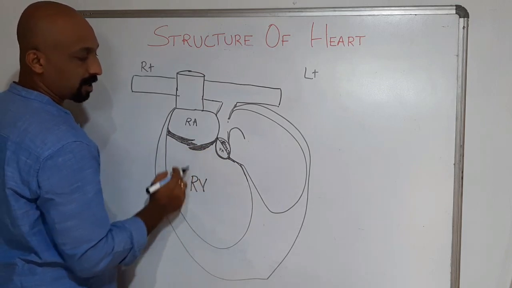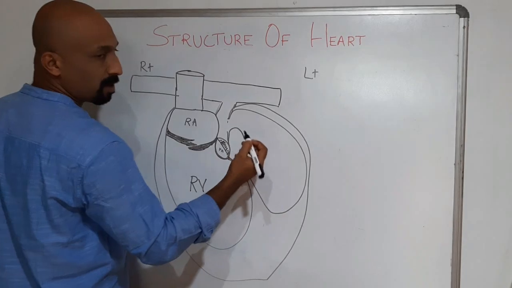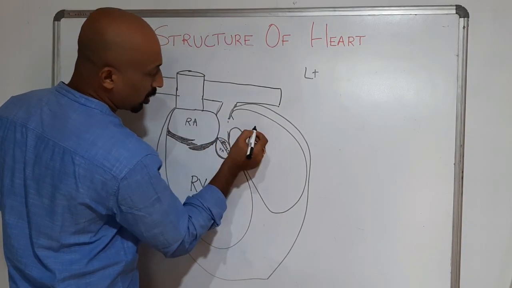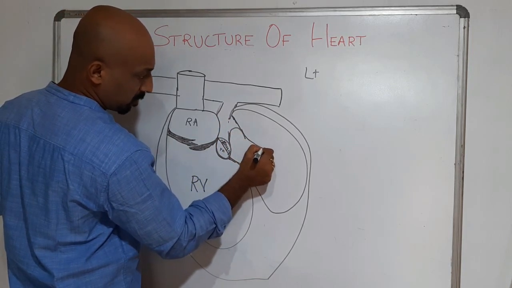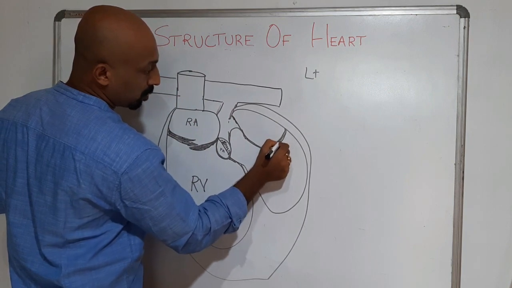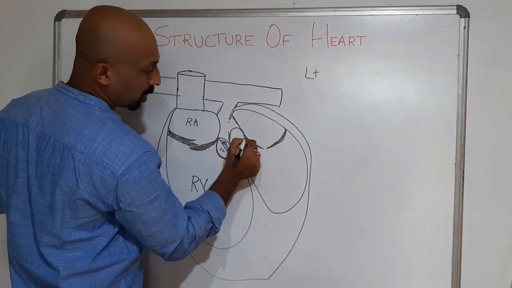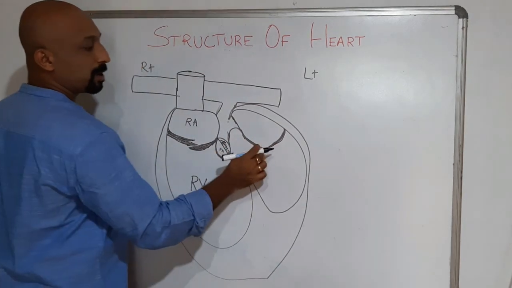So the right side is over. There are no other structures. I'll come back to the other structures on the next slide. In order to make the other side, I'll make a structure like this, from here to here. I'm drawing only two structures in order to make it a chamber.